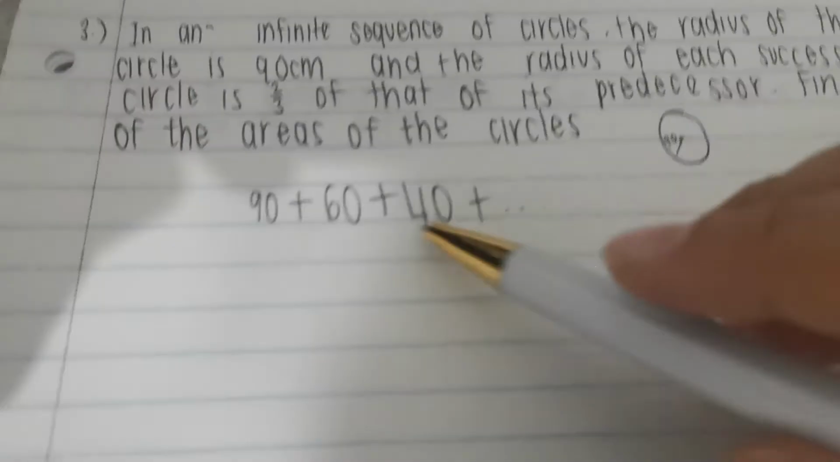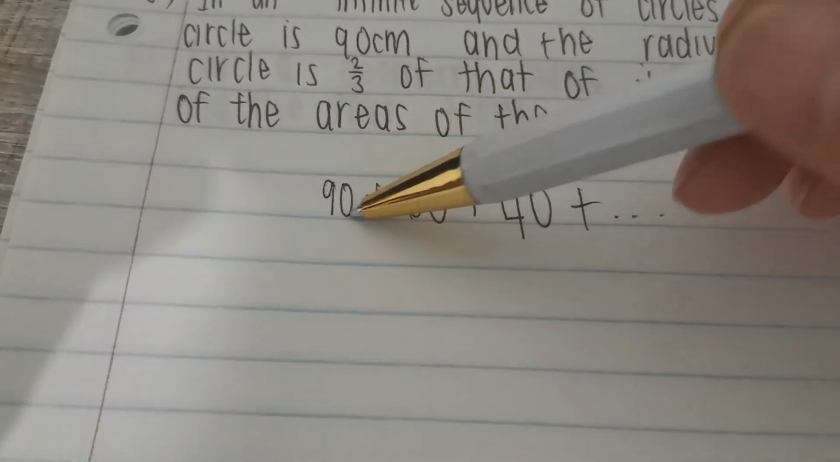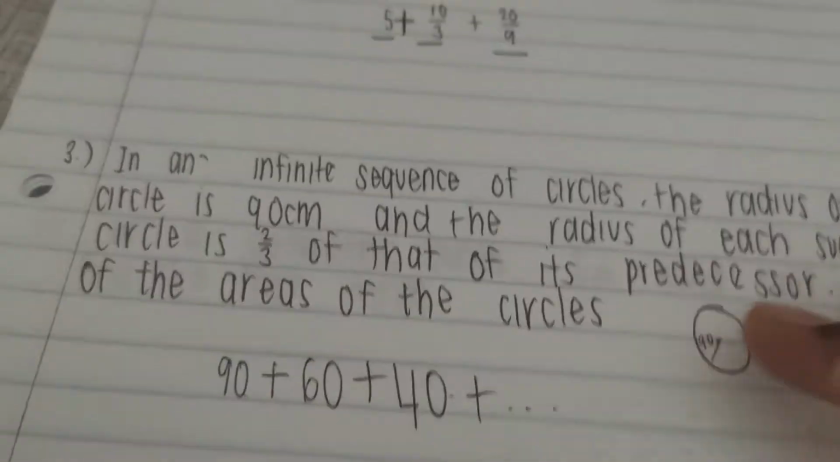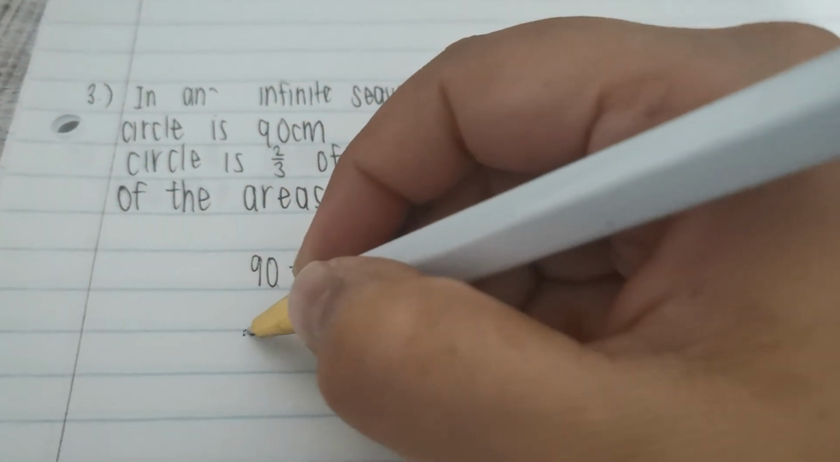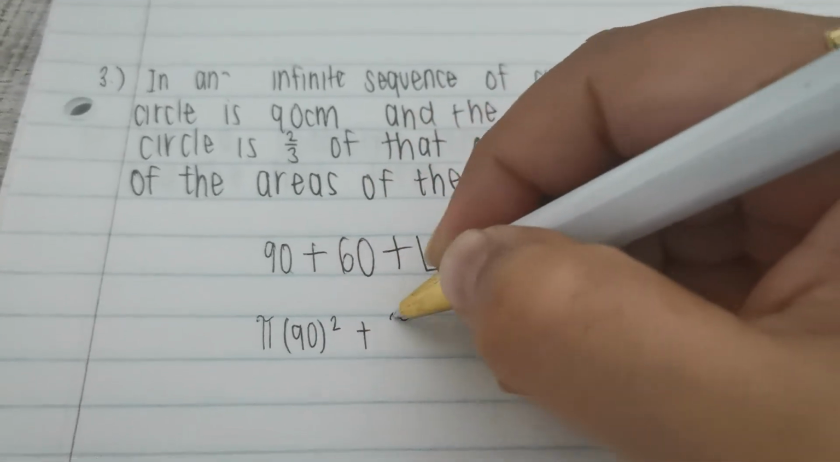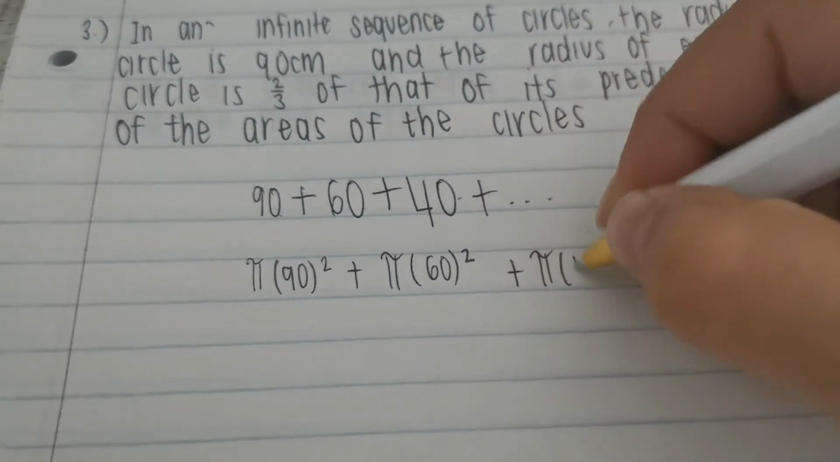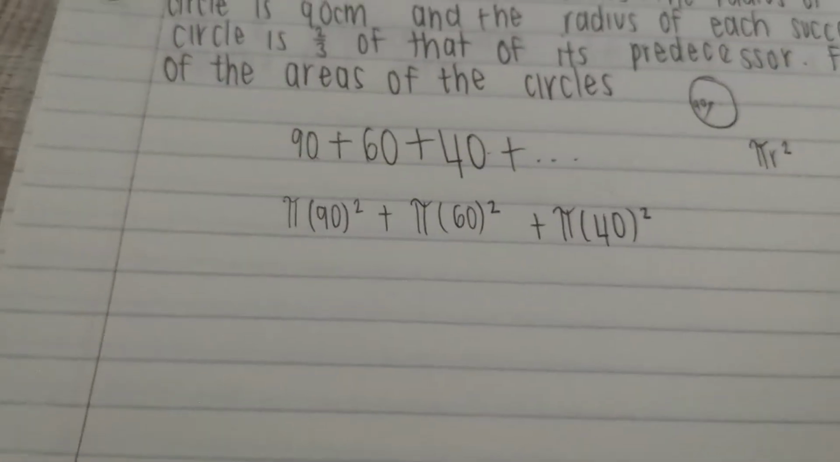It says, find the sum of the areas of the circles. Now, this is radius. What would the area be for each one of these? We know that the formula for area is pi r squared. So that means this here is going to be pi times our radius squared plus pi times our radius squared plus pi times our radius squared. That's what our formula for areas is.